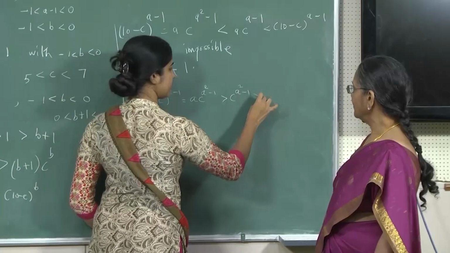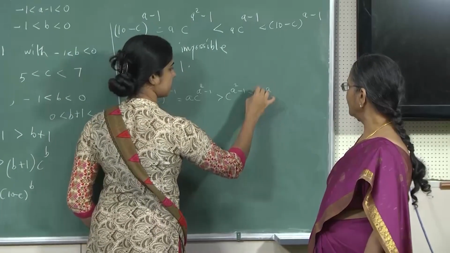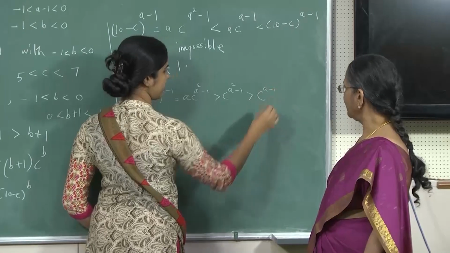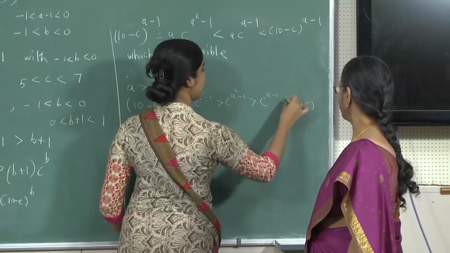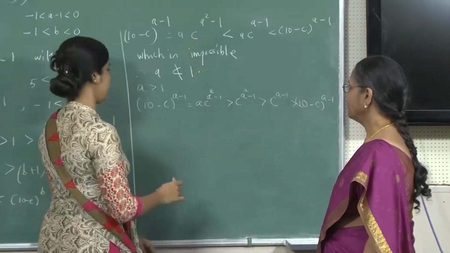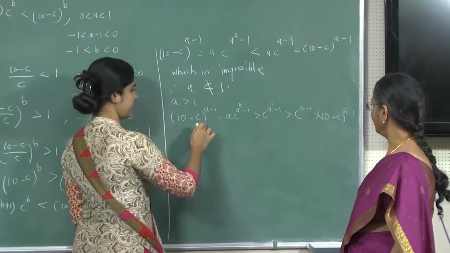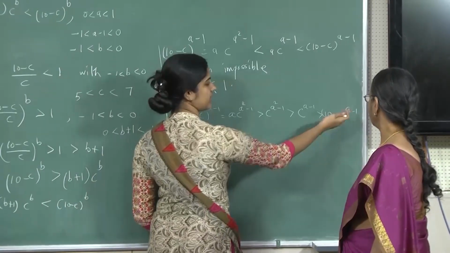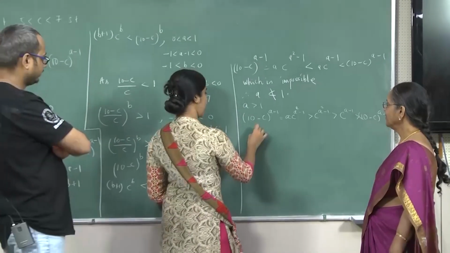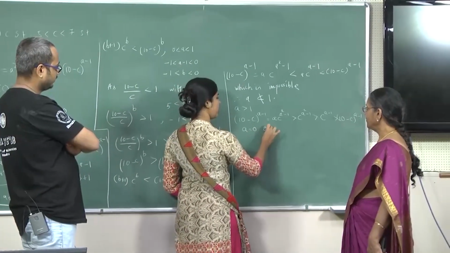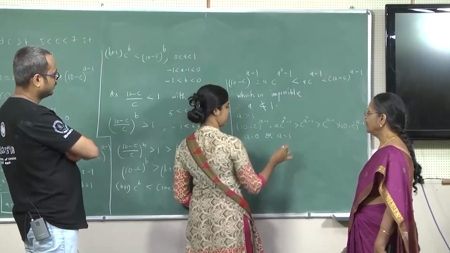Again, since a is greater than 1, this can be written as greater than c power a minus 1. So, this is strictly greater than 10 minus c power a minus 1. Again, we are getting that 10 minus c power a minus 1 is strictly greater than 10 minus c power a minus 1, which is again not possible. So, either a is equal to 0 or a is equal to 1 are the only possibilities.